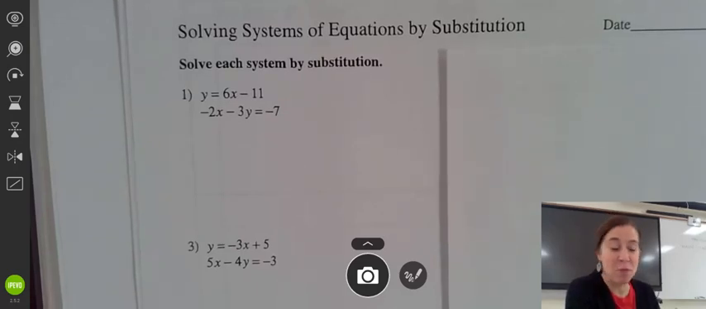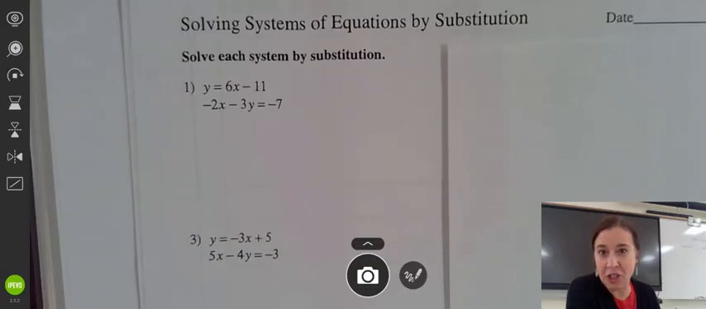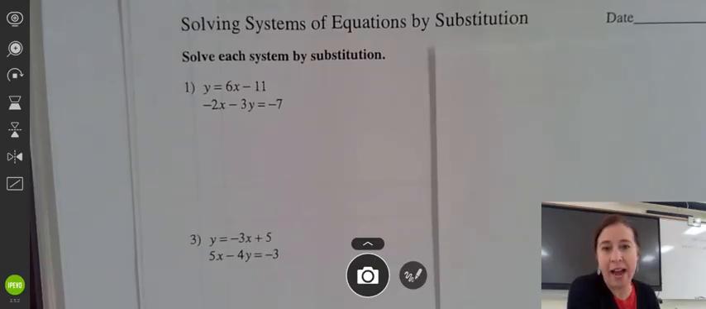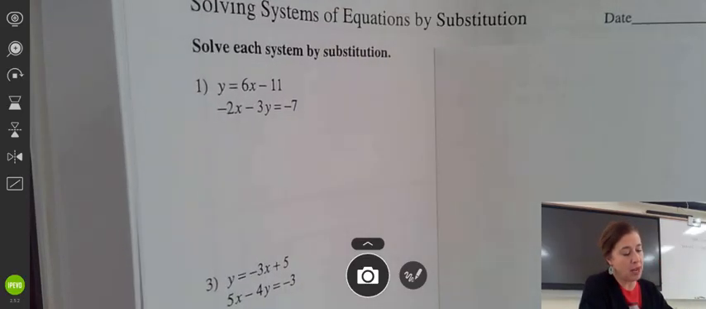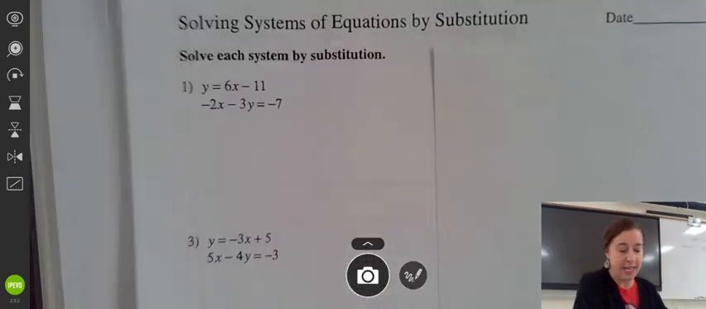Hi there, we're going to do some more examples with the substitution method. And you have the 4 steps written in your notes. Okay, refer back to those as needed.